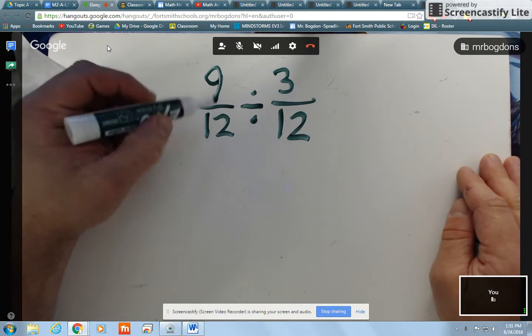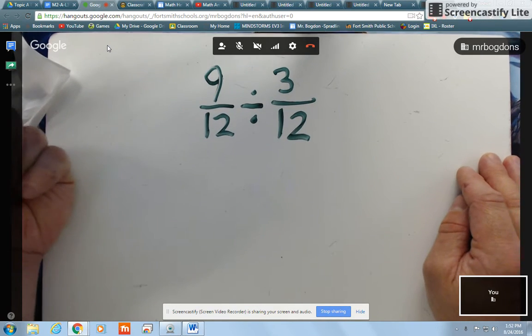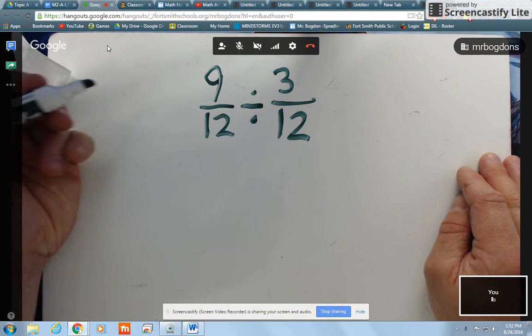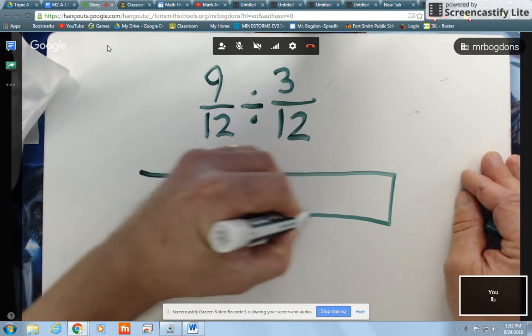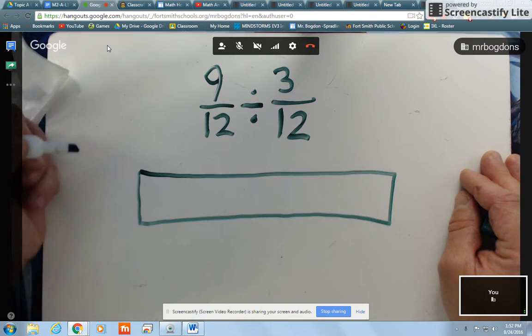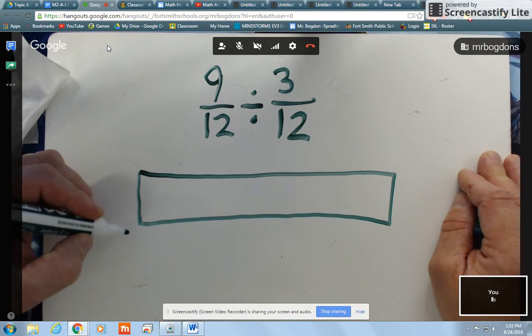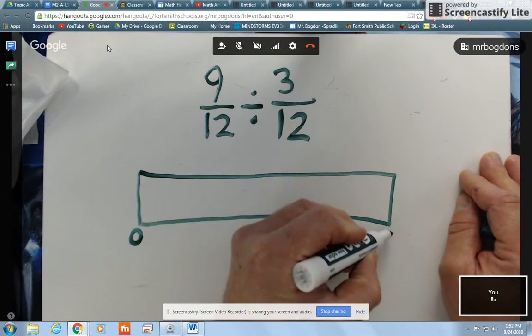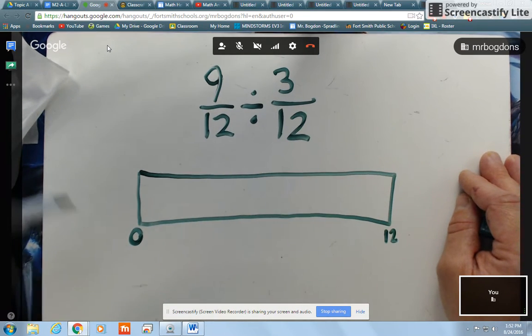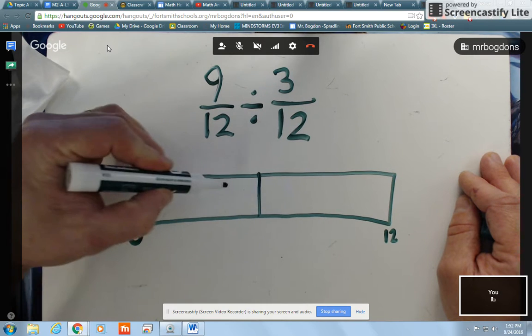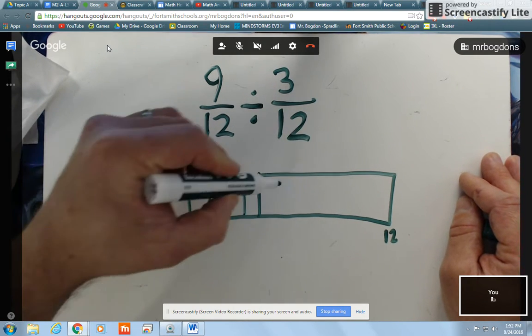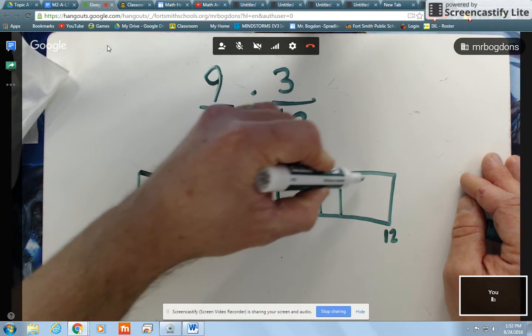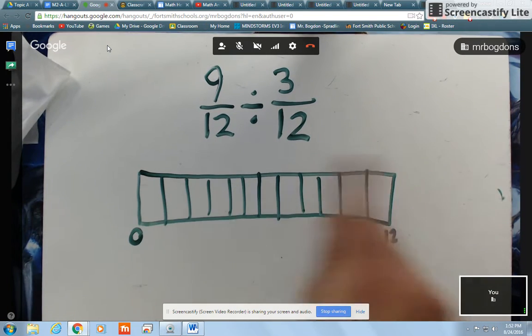So am I splitting apart the 9/12 or the 3/12? The 9/12. So if I have 12ths, how many pieces do I need to split the whole into? Okay, so this would represent 0. This would represent 12ths. So now I have 12 pieces total.